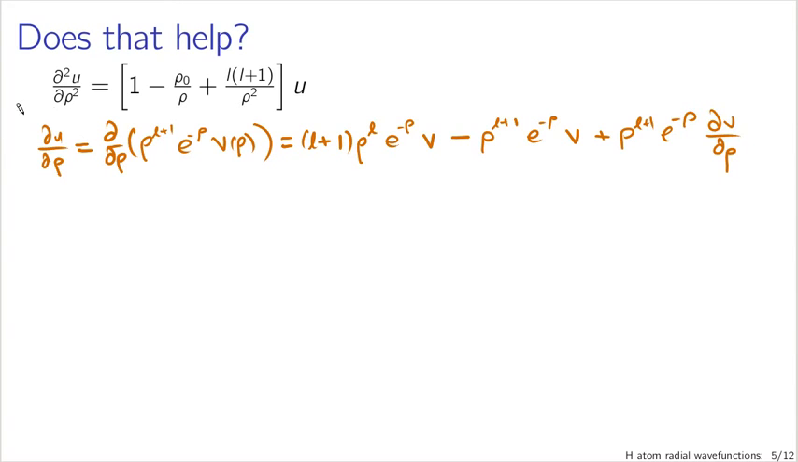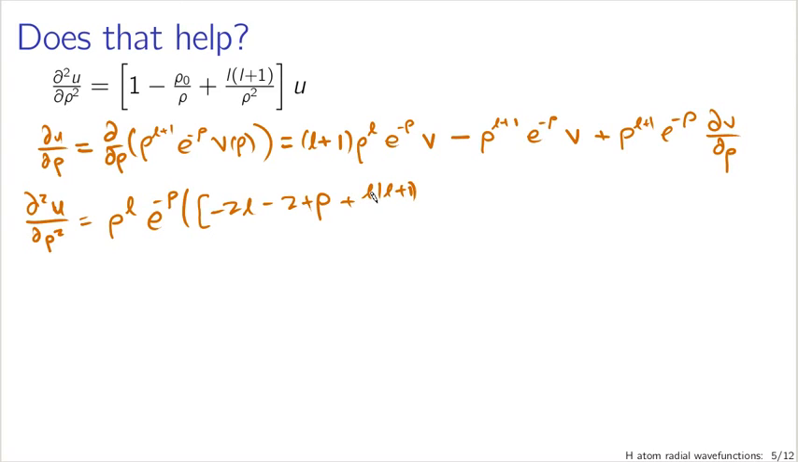The second derivative, you can imagine taking, again, the derivative with respect to rho of all of this. And I'll spare you the details. It's again going to involve the product rule, applied to this term, and then this term, and then this term. The second derivative of u with respect to rho, which is what we need for this equation, is going to be equal to something complicated, but I'm skipping over that. And finally, after doing a little bit of simplification and rearrangement, we get rho to the L, e to the minus rho, times this big long expression, minus 2L minus 2 plus rho, plus L plus 1 over rho, times v.